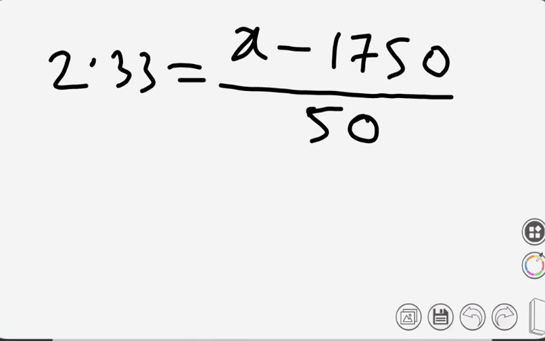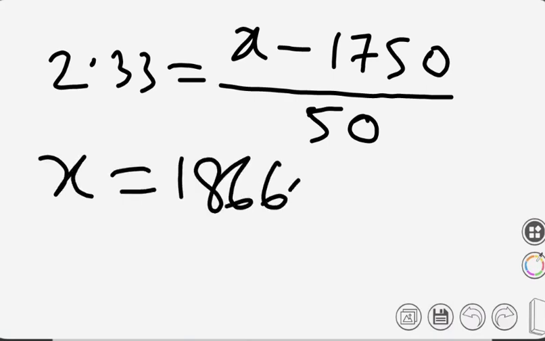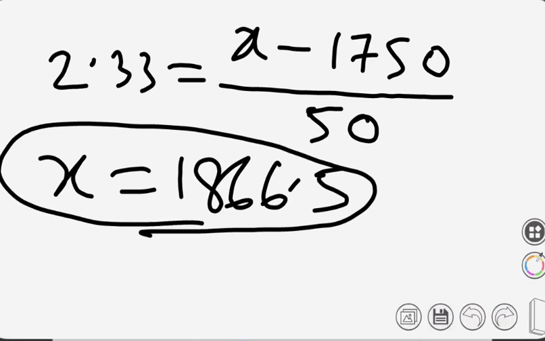So that gives you 1866.5. So x equals 1866.5. Isn't it? Yes, sir. So that means the minimum income of the highest, richest 100 persons is rupees 1866.5.